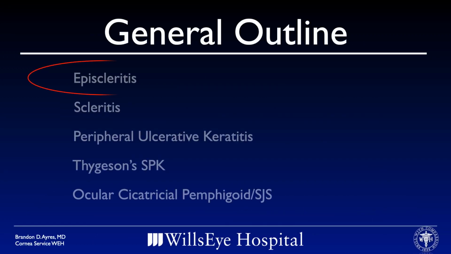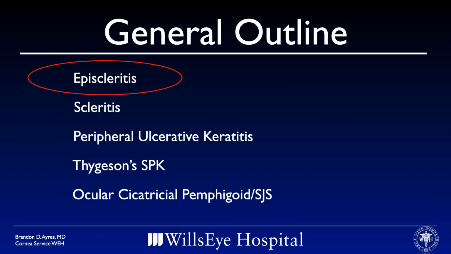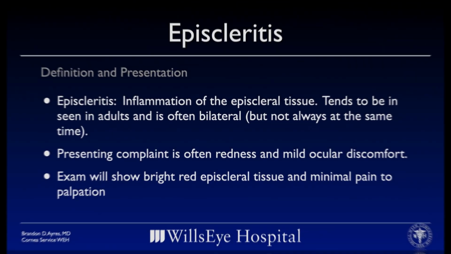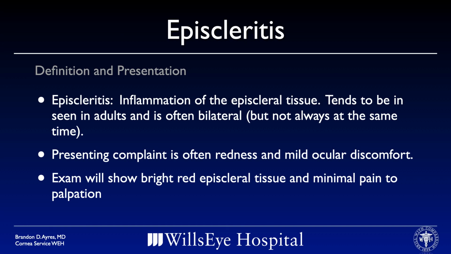So our general outline is going to look like this. We're going to talk about most of the common inflammatory conditions of the anterior segment, starting with things like episcleritis, moving on to scleritis and peripheral ulcerative keratitis, Thygeson's SPK, OCP, Stevens-Johnson. It'll get more complicated as we go, and we're going to start with episcleritis.